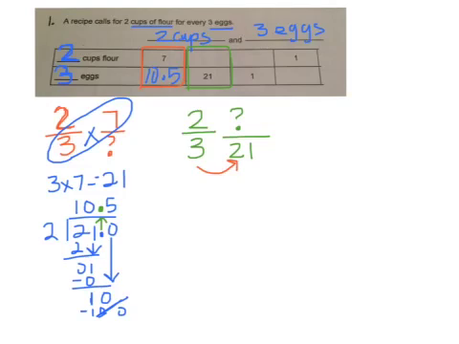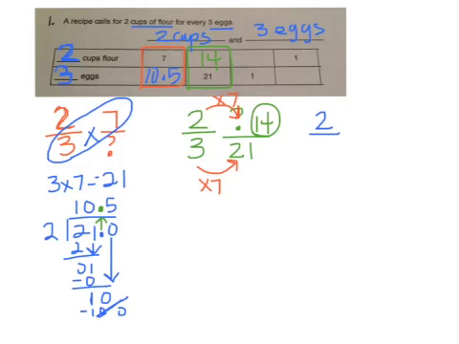How can you make a 3 into a 21? Multiply by 7. If I increase my eggs 7 times, I should also increase my cups of flour 7 times. So I could just do 2 times 7. That's a little bit easier. 2 times 7 is 14. So my missing number is 14. I need 14 cups of flour for 21 eggs.